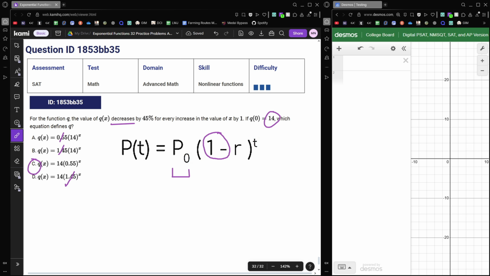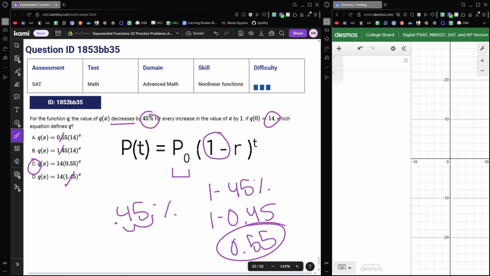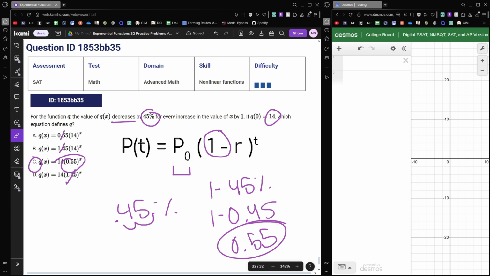Now if you wanted to, you could solve for the number in the parentheses. So what you would do would be 1 minus the R, and here R will be the 45%, which is the percent decrease. So 1 minus 45%. To convert percent to a decimal, you'll move the decimal place 2 times to the left. So we do 1 minus 0.45, which would be equal to 0.55, which does match what we have in our answer. Alright, that was 32 practice problems on exponential functions.